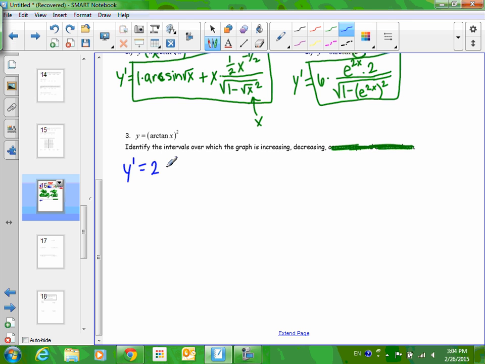This is a chain rule, so I'm going to go 2 times, keep the inside the same, put down the power by 1, times the derivative of arctan x. Go ahead and write down on your paper what you think the derivative of arctan x would be. Feel free to look at the formula if you need to. Okay, I got 1 over 1 plus x squared.